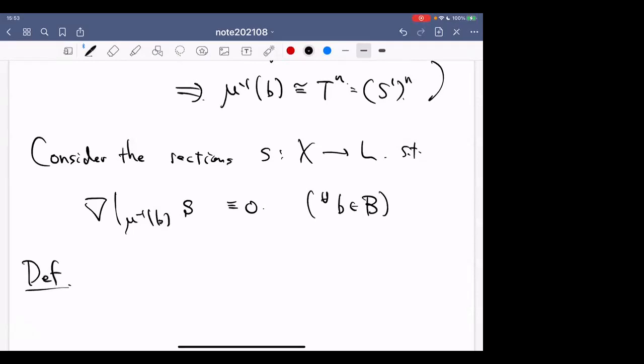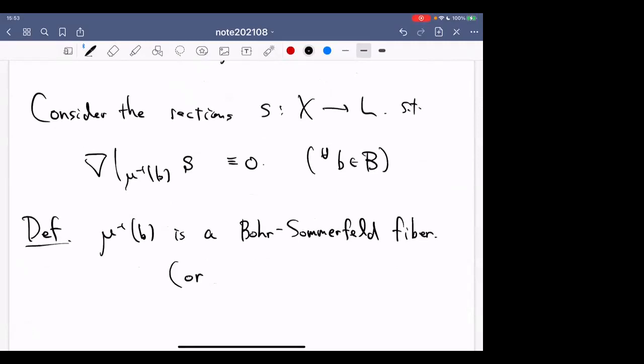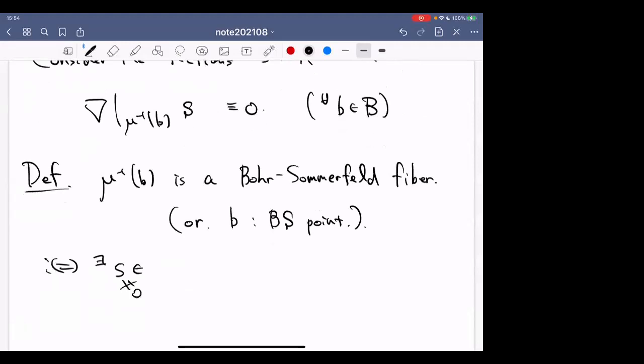Now I define the Bohr-Sommerfeld fiber. Mu inverse b is called a Bohr-Sommerfeld fiber, or we also call b a Bohr-Sommerfeld point, if there exists a non-trivial parallel section of L restricted to the fiber mu inverse b.